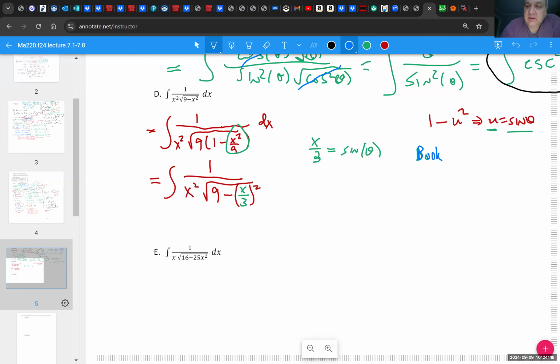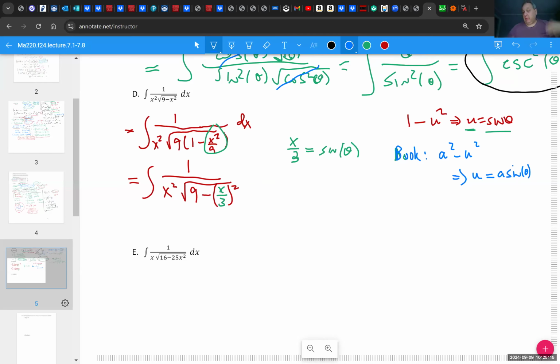Now, our textbook says that if the number isn't 1, if it's like a squared, so if you have a squared minus u squared, then you should use the formula u is equal to a sine theta. That's formula C. When I learned calculus, that's the formula they taught me, but I'm like, why is there an a there? Why does it work? The reason it works is we're just factoring that a squared out and square rooting it, and we get the a. You can see that in my version over here. I just multiply both sides by 3, and I get 3 sine theta. So it's the same substitution.